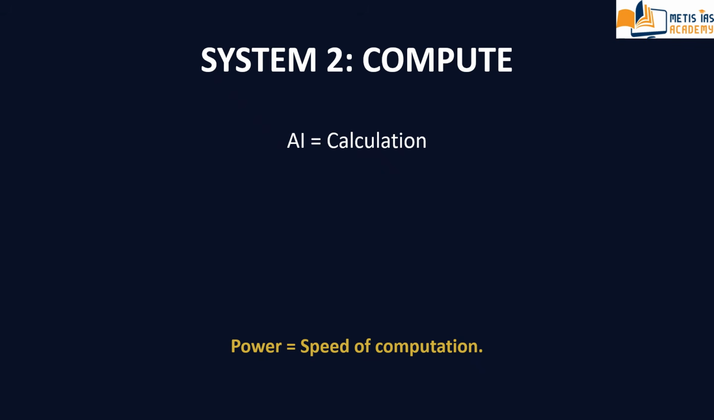So this is the first system. Now let us move to system number two, that is compute. If intelligence is the visible face, compute is the engine underneath it. Many students become fascinated by what technology does, but fewer ask what material capacity makes this possible. That is where compute comes in.